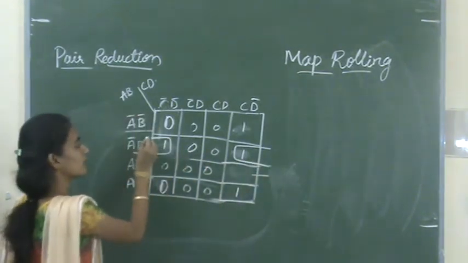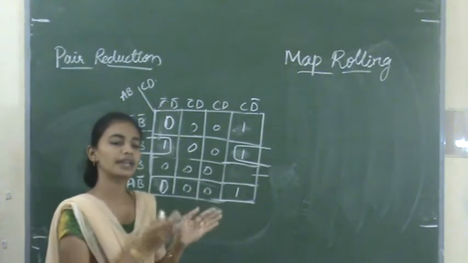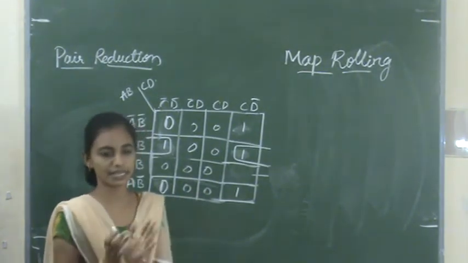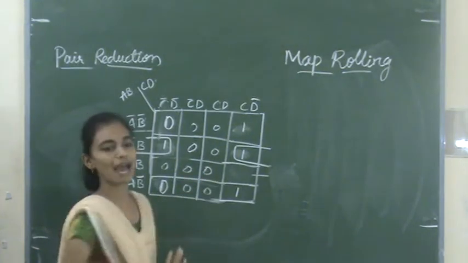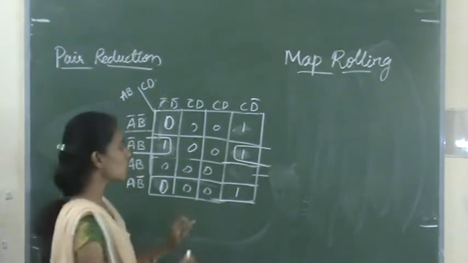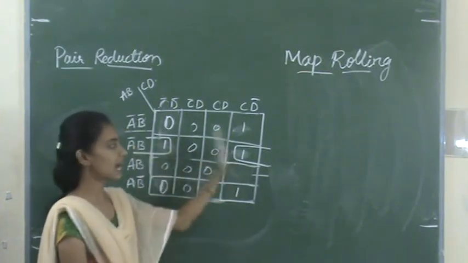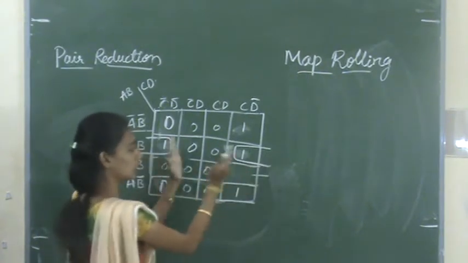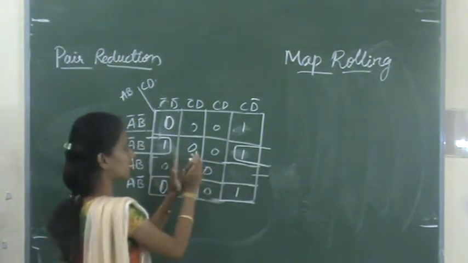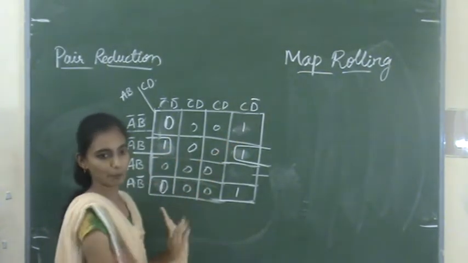So if we have ones like this, I told you we can encircle the ones if they are adjacent. Suppose they are not adjacent, then we go for the map rolling technique. What we are doing is, if there is a left edge one and it touches the right edge one, and we fold like this, these ones will touch. So that we call map rolling.